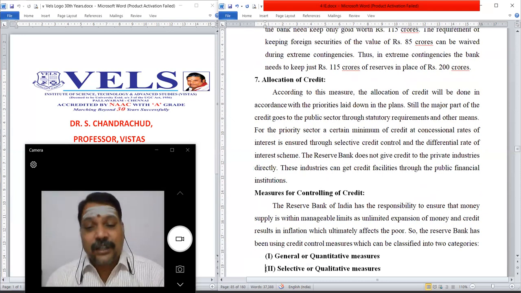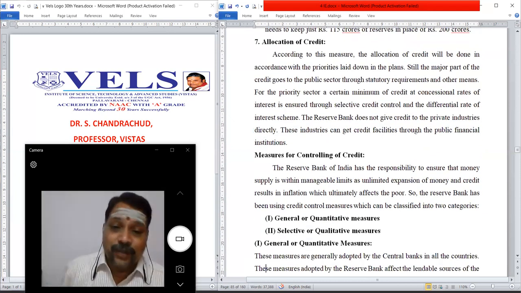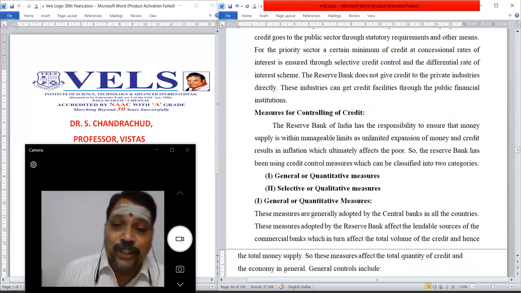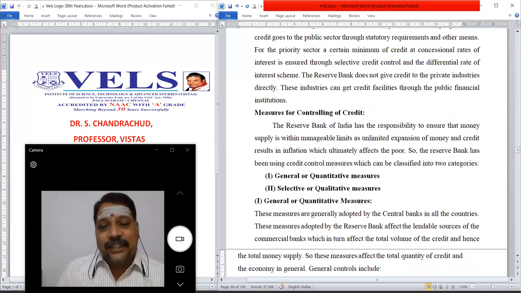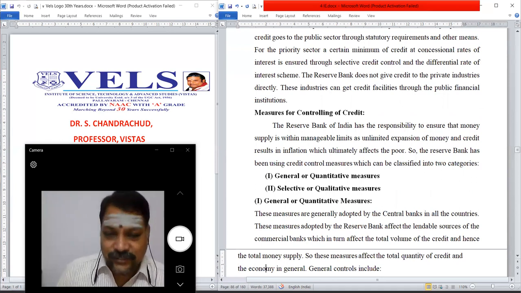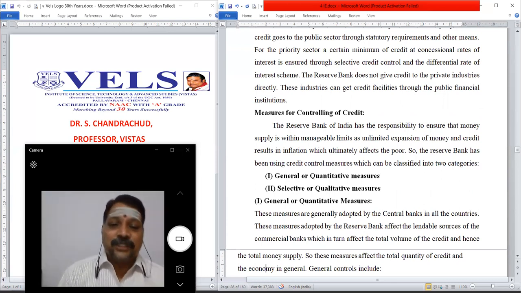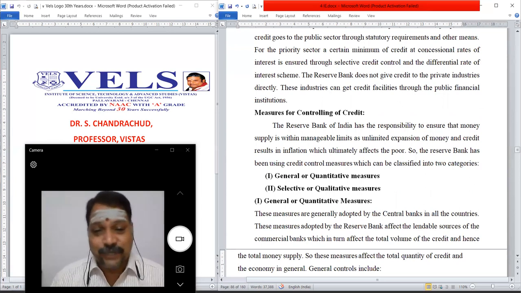Now, let us move to the second part, the measures to control the credit. The Reserve Bank of India has a responsibility to ensure the money supply stays within manageable limits, as unlimited expansion of money and credit results in inflation, which ultimately affects the poor. So the Reserve Bank has been using credit control measures, which can be classified into two categories. One is called quantitative measures, the other is called qualitative measures. We used to call them general measures and selective measures.